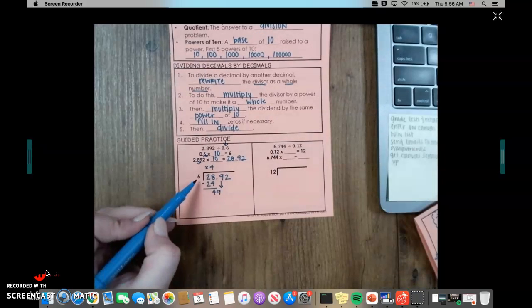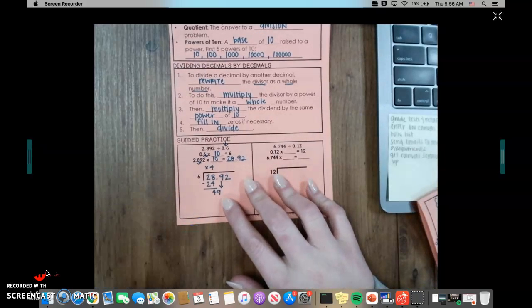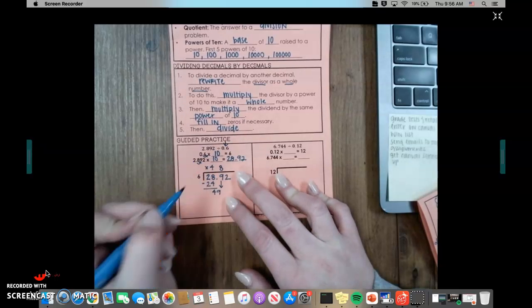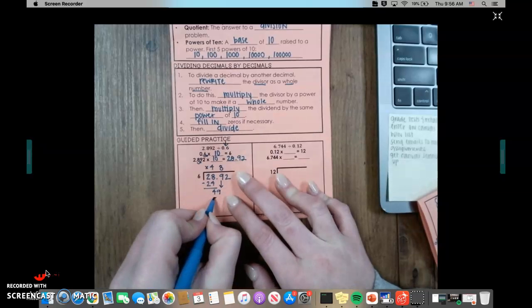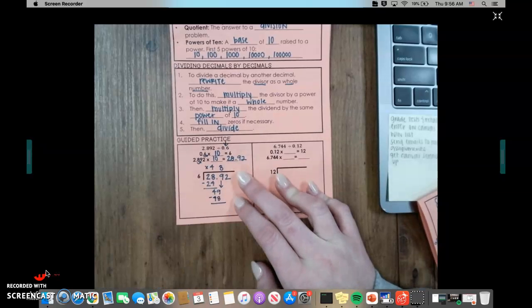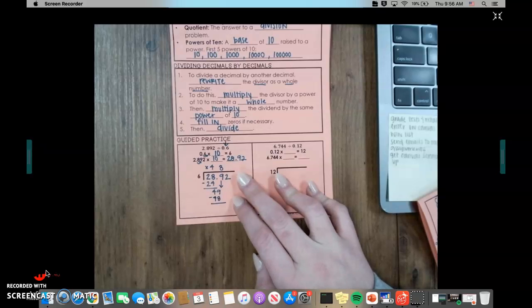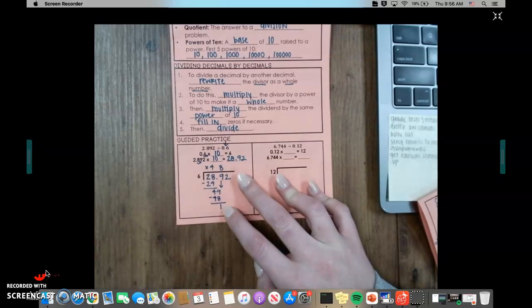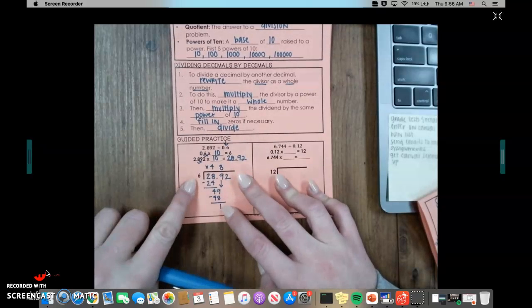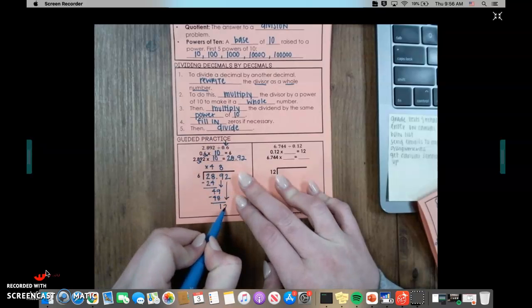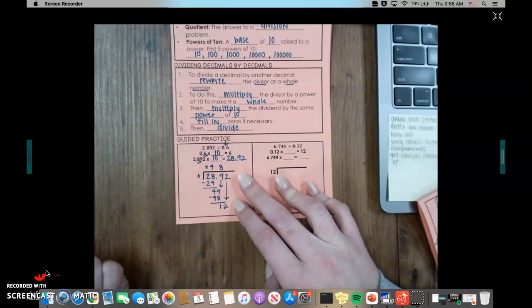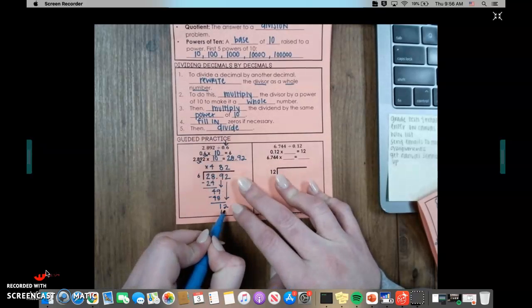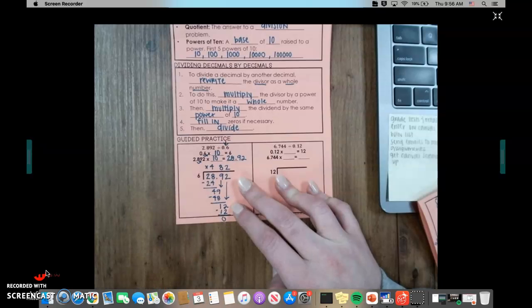How many times can 6 go into 49? On the count of 3: 1, 2, 3. 8. 8 times 6 is 48. Subtract those two numbers. 49 minus 48 is 1. Is 1 smaller than 6? Yep, so we can bring that 2 down. How many times can 6 go into 12? 2 times. 2 times 6 is 12. I can subtract those, and I am zeroed out.